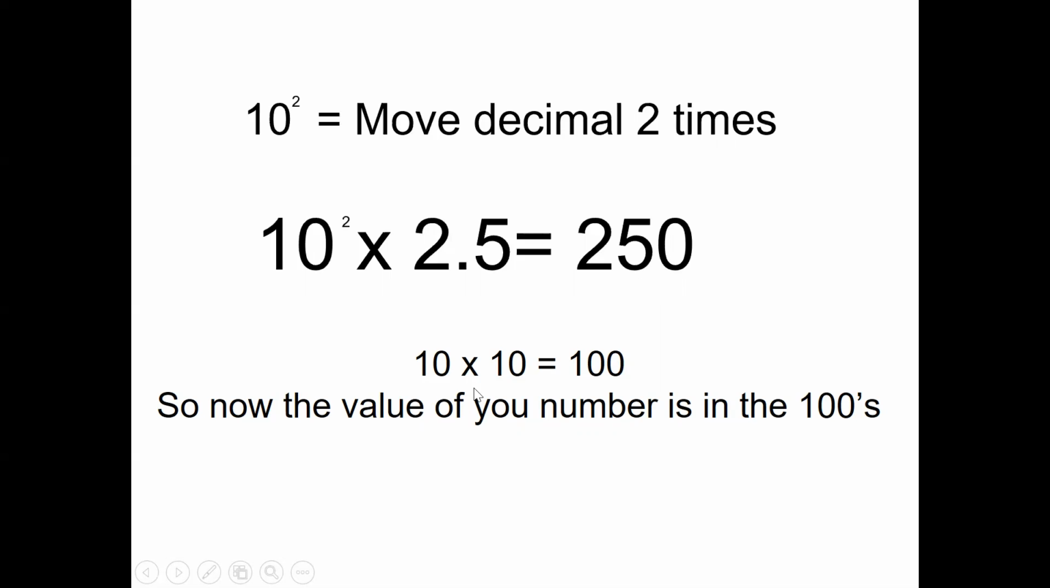Okay. So see, I have 1, 2, 3, 1, 2, 3. See, 10 times 10 is 100. So 10 to the power of 2 times 2 and 5/10 gives me 250. I'm in the hundreds now.